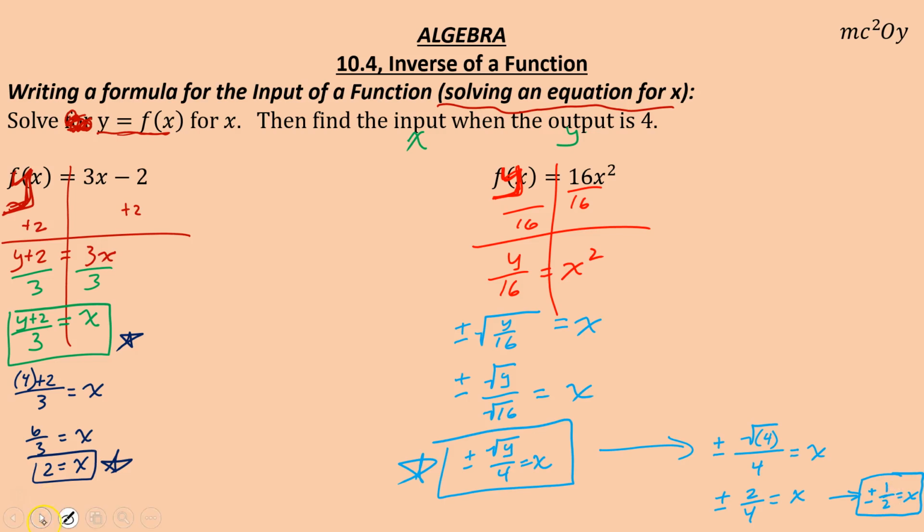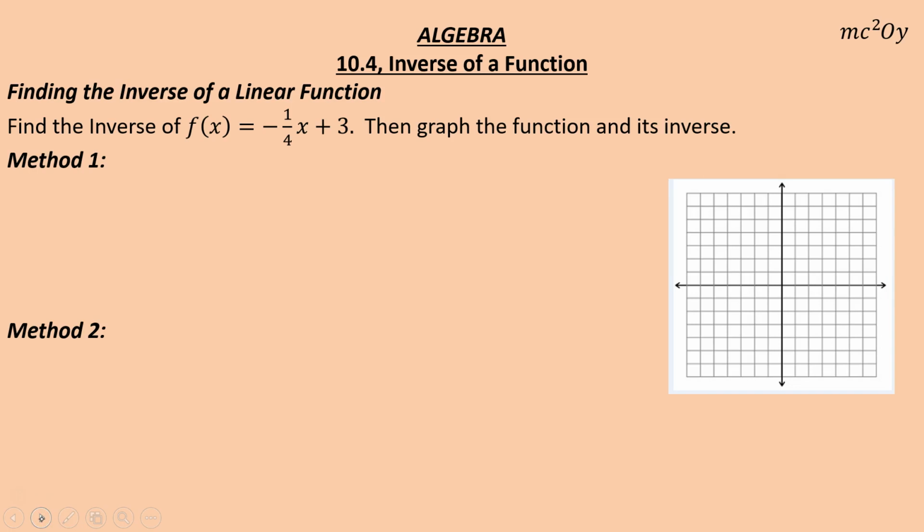All right. Let's try another set here. Find the inverse of that function, f of x equals negative 1/4 x plus 3. Then graph the function and its inverse. Hopefully you're pausing and trying these on your own. Method 1 is just the method we've been talking about. I'll walk you through method 1 and then I'll tell you about method 2.